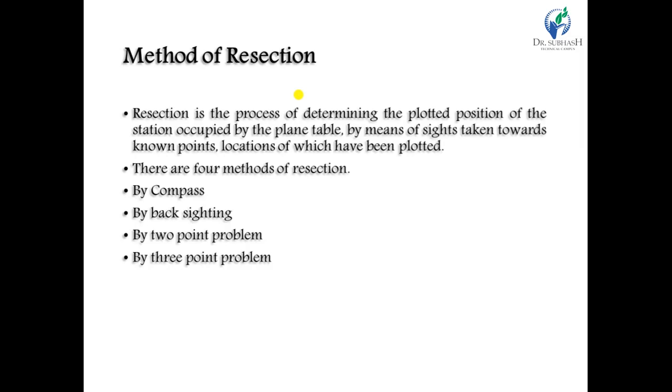In the first method, we use the compass. It is called compass resection. Second, we carry out this procedure by using back sighting. Next one is the 2-point problem. That is a very essential technique that we use where 2 points are previously defined and we have to locate the survey station that is actually present.